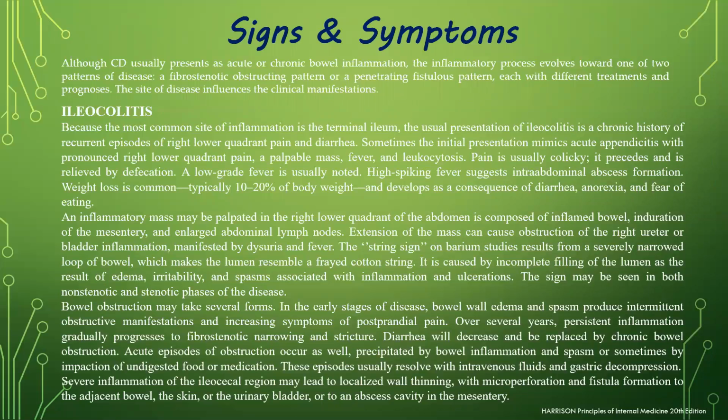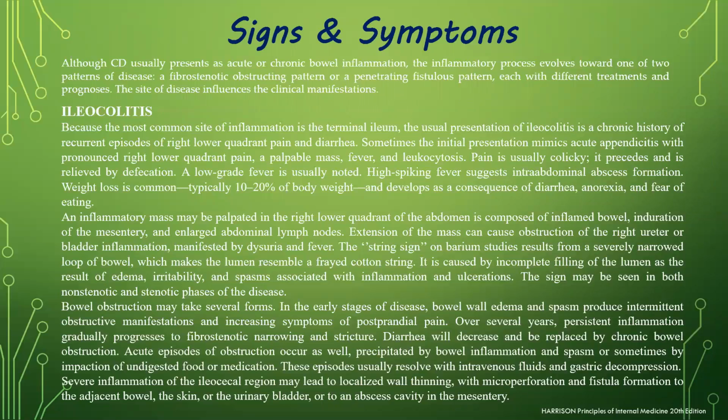Bowel obstruction may take several forms. In the early stages of the disease: bowel wall edema and spasm, followed by intermittent obstruction, obstructive manifestations, and increasing symptoms of postprandial pain. Over several years, persistent inflammation gradually progresses to fibrostenotic narrowing and stricture. Diarrhea will decrease and will be replaced by chronic bowel obstruction. Acute episodes of obstruction occur as well, precipitated by bowel inflammation and spasm, or sometimes by impaction of undigested food and medication. These episodes usually resolve with intravenous fluids and gastric decompression.